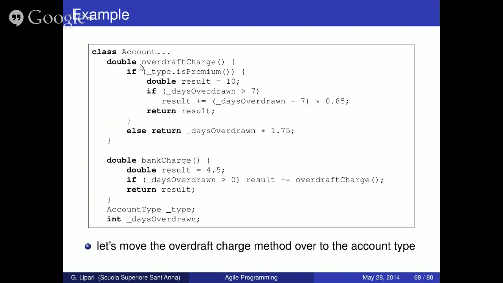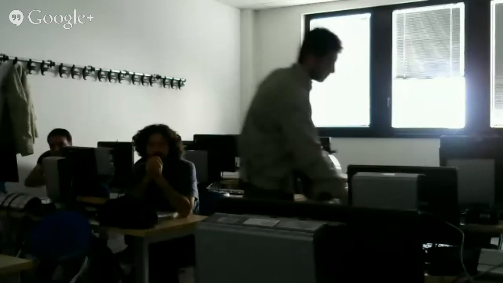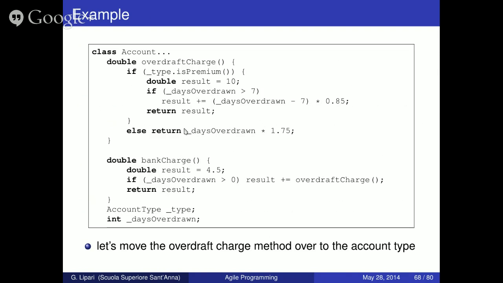Okay, so let's look at this function now. Overdraft charge. If type is premium, then I have to do something with days overdrawn. Okay, and then finally you have a bank charge result. If days overdrawn is greater than 0, result plus equal overdraft charge, which is this function I'm going to move. And finally, I return the result. Now I want to change and move overdraft charge into account type.